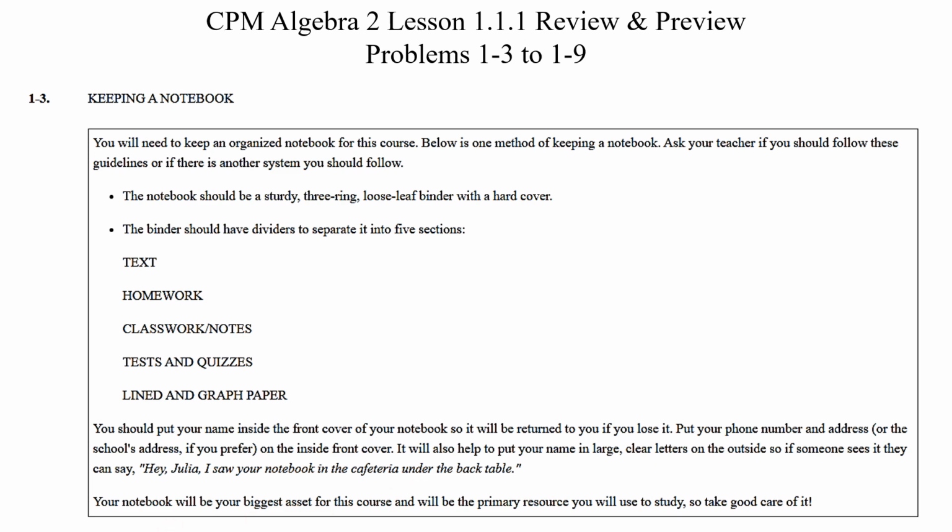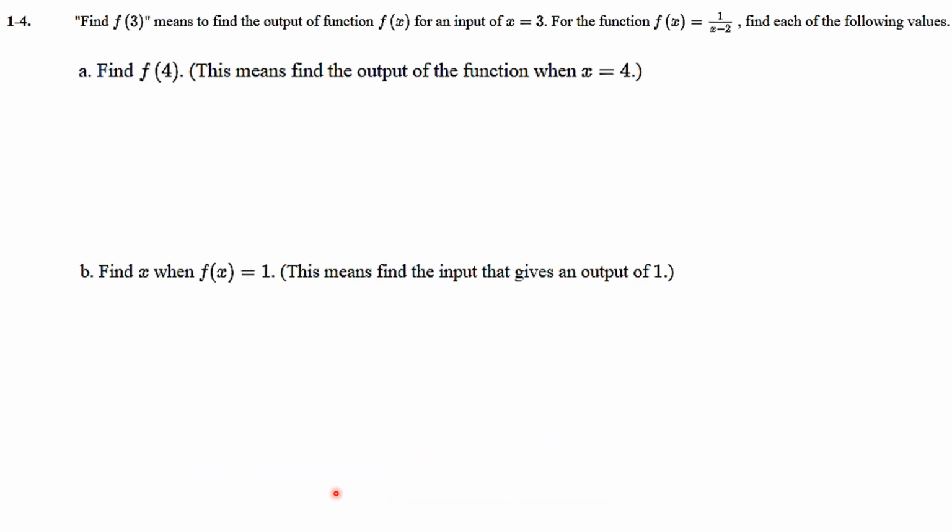Okay, so the next problem is problem 1-4. It says find f of 3 means to find the output of a function f of x for an input of x equals 3. For the function f of x equals 1 over x minus 2, find each of the following values. So for the first problem, we want to find f of 4. This means find the output of the function when x equals 4.